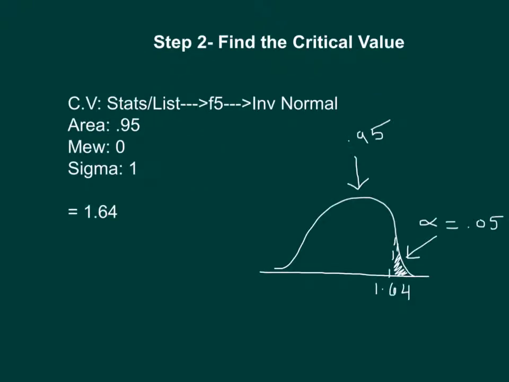Okay, so the next step is to find the critical value. So we go into our calculator and select stats list, and then F5 and then inverse normal. And we put the area in as 0.95 because it is the area to the left of the shaded region, which is the alpha, which is 0.05. And then we put in mu as 0 and sigma as 1, and we get the answer 1.64.